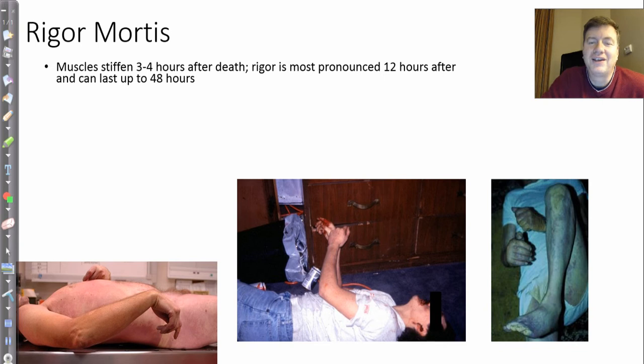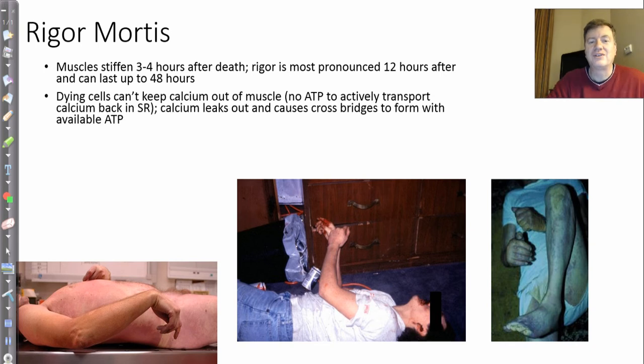Rigor mortis means that muscles can stiffen up, start to contract about 3 to 4 hours after death. And it's most pronounced, that is the stiffest, about 12 hours after death, and it can last up to a couple days. Rigor mortis is not where someone's going to sit up, or blink, or move their hands back and forth. It's where their muscles are going to gradually stiffen. So here's why it happens.